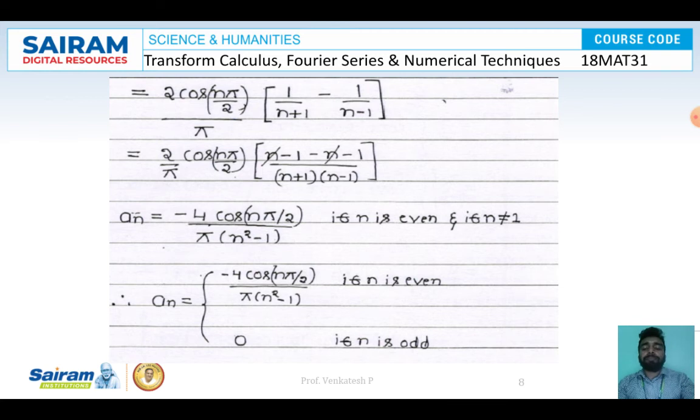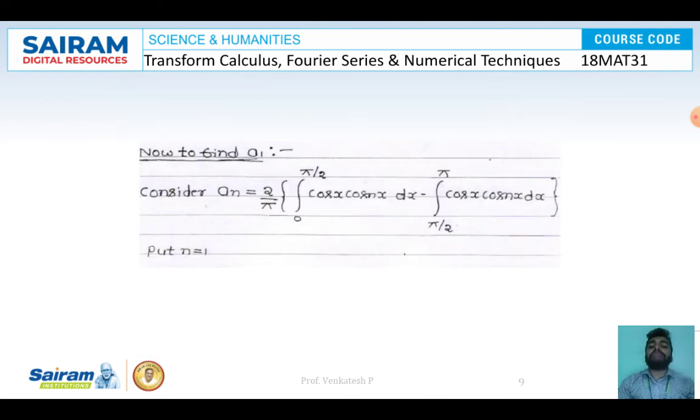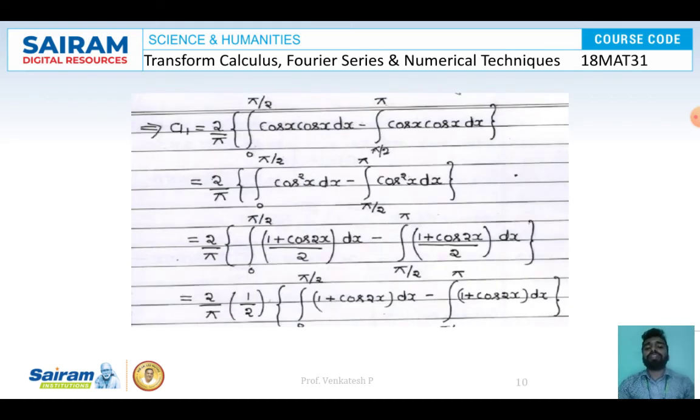So now to find the value of a1, in the equation an, I'll be replacing n is equal to 1. So we got a1 is equal to 2 by pi [integral 0 to pi by 2 cos x cos nx dx minus integral pi by 2 to pi cos x cos nx dx]. After replacing n is equal to 1, we got a1 is equal to 2 by pi [integral 0 to pi by 2 cos x dx minus integral pi by 2 to pi cos x dx]. After simplification, we got 2 by pi [integral 0 to pi by 2 cos square x dx minus integral pi by 2 to pi cos square x dx].